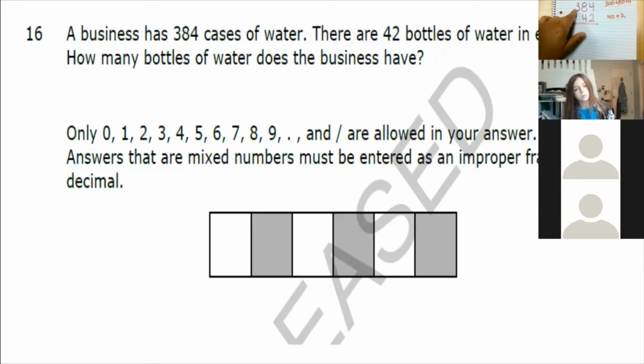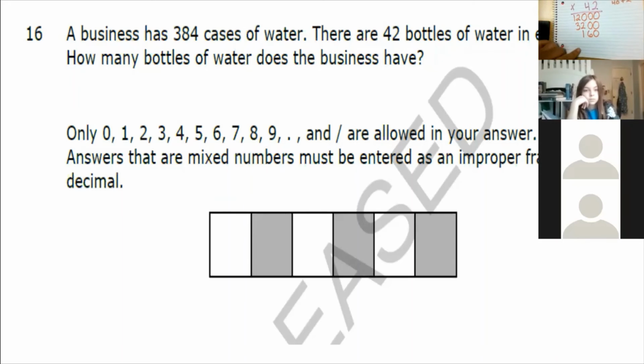So I have 40 times 300. 4 times 3 is 12, and I have 3 zeros. Then I have 40 times 80. 4 times 8 is 32, and I have 2 zeros. And I have 40 times 4. 4 times 4 is 16, and I have that 0, so that would be 160. Any questions up to here? Remember, we're using partial products.